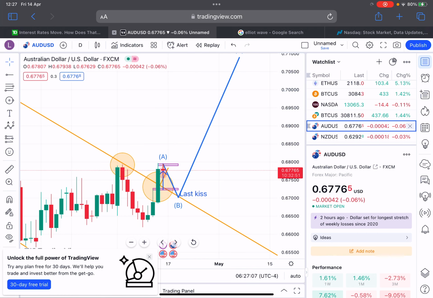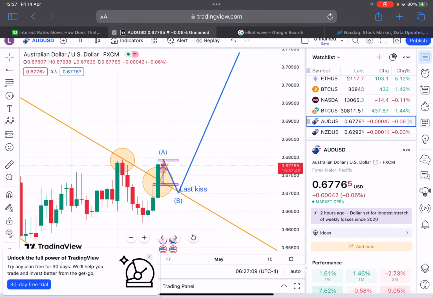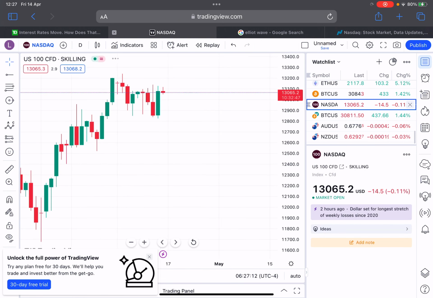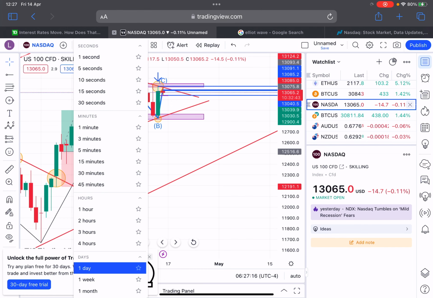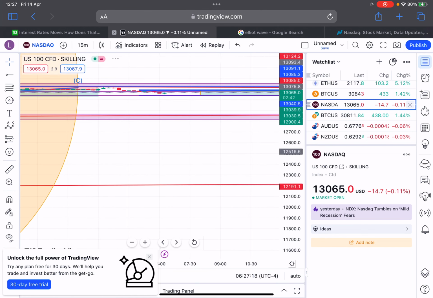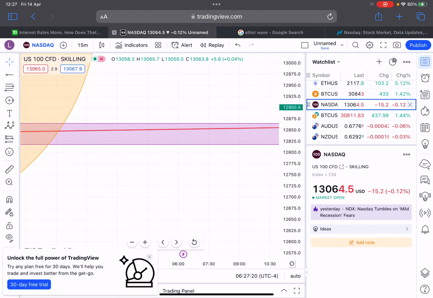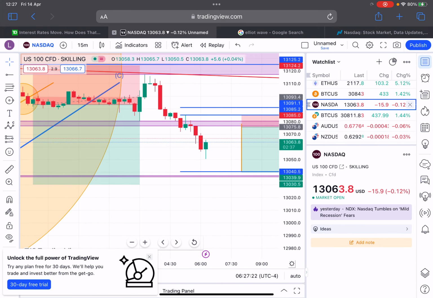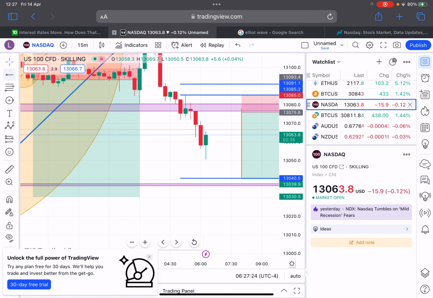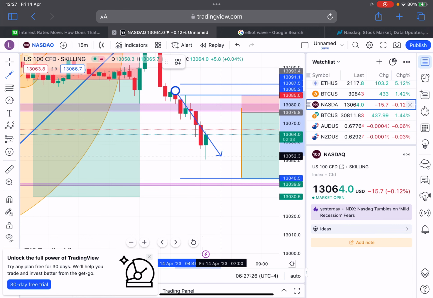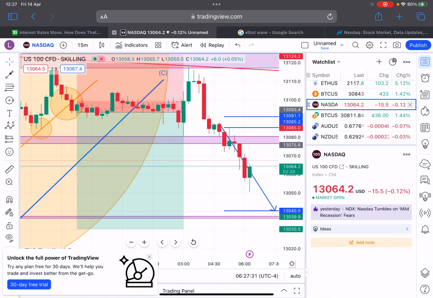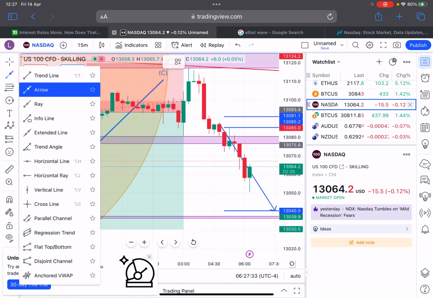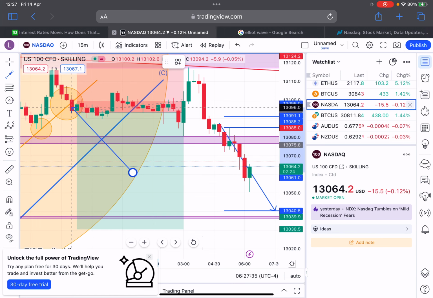And in our Nasdaq, we're still good with a solid sell. So we are still waiting for our chart to go down until this price, because there is a confirmation right here.